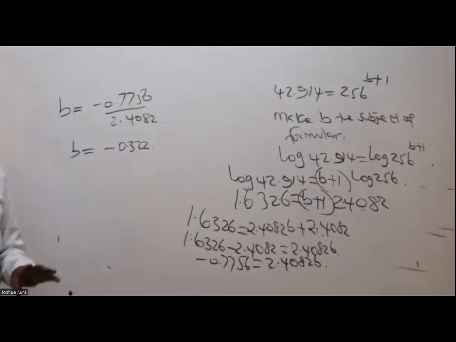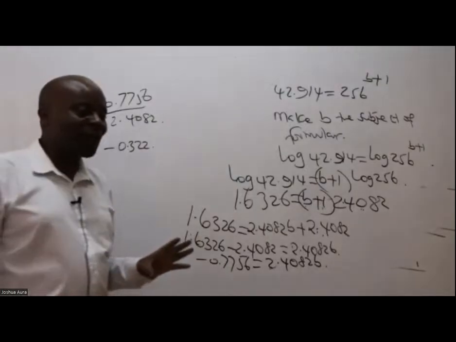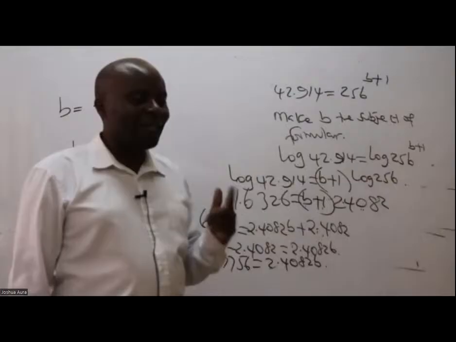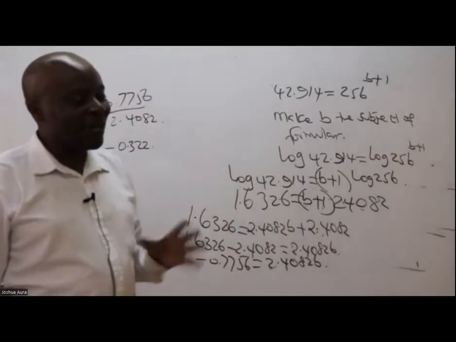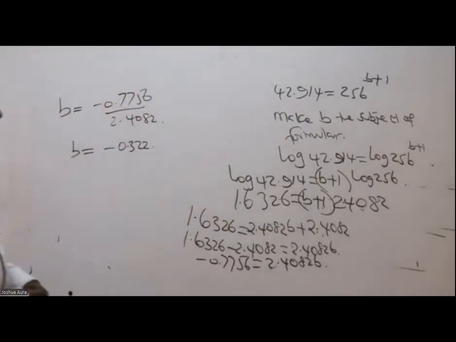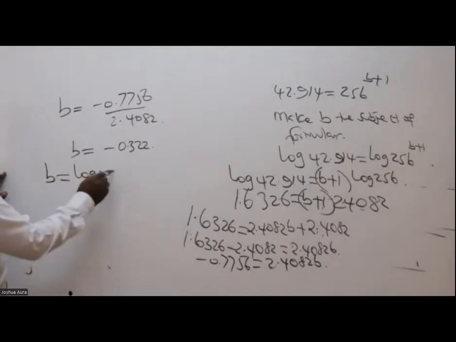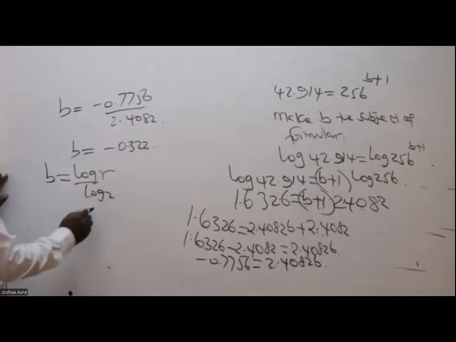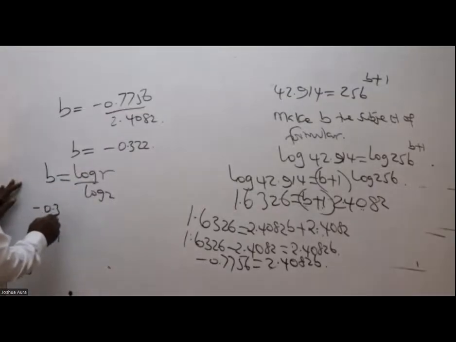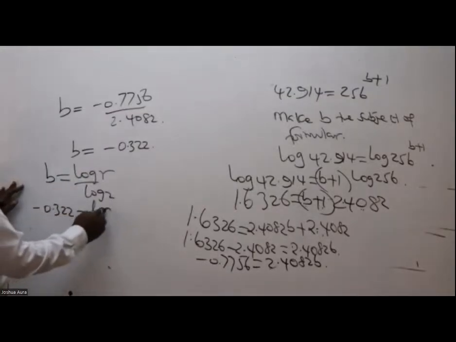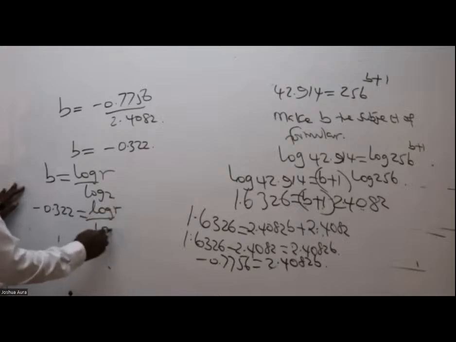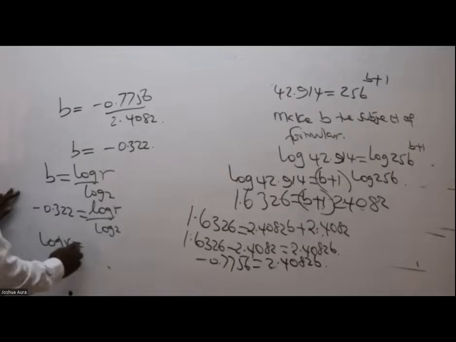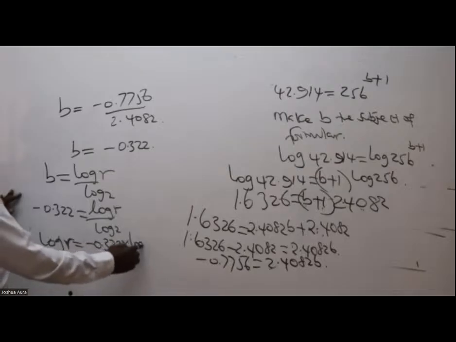Thank you very much, Atieno. When you mentioned the word antilog, I'm able to really plus one. Remember, Eric, to get B, we normally talk of log R over log 2. So this B is minus 0.322 equals log R over log 2, implying that log R will be equal to minus 0.322 times log 2.